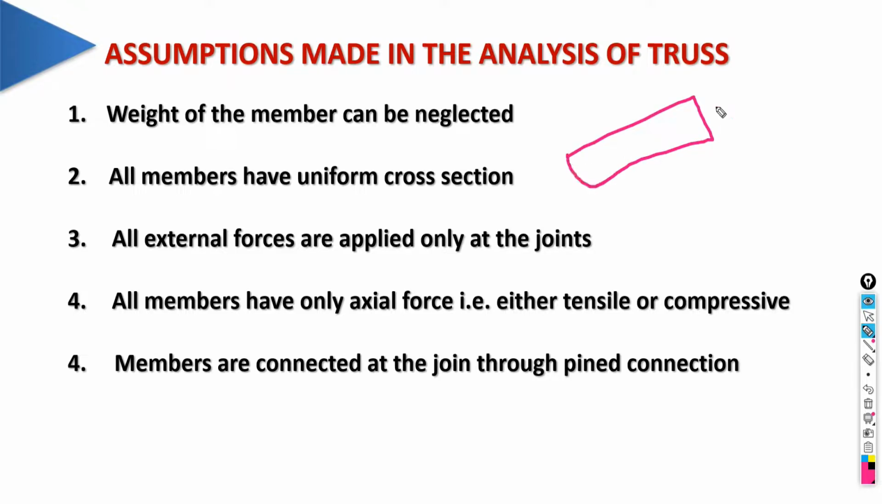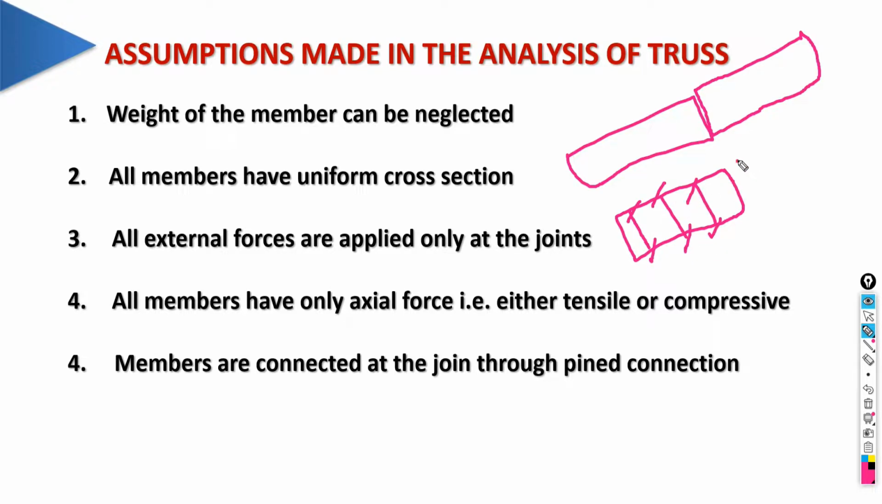Suppose this is one member and another member is going to be connected at this point. But suppose one member is of uniform cross section, and the depth at this point is the same here and here. Now I take another member to be connected to this first member, and here the size is like this. So it will not be okay. Here the depth is different, and here the depth is going to change. So that will not work.